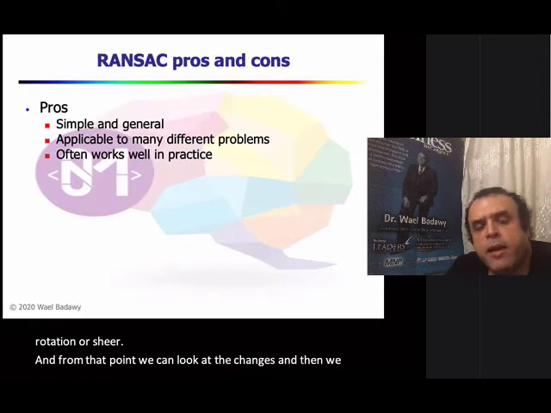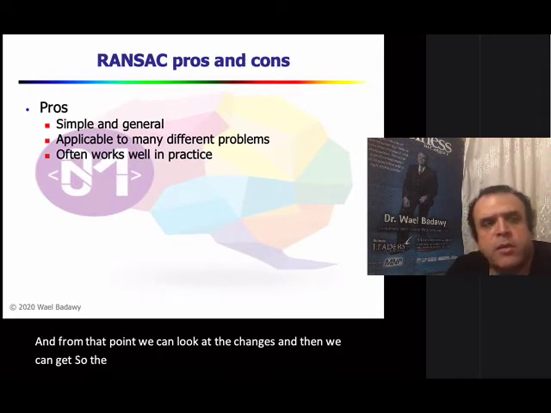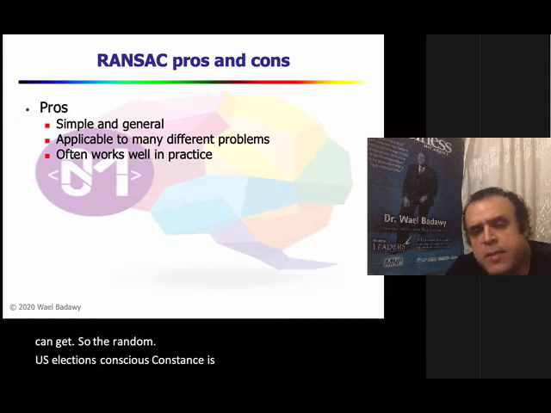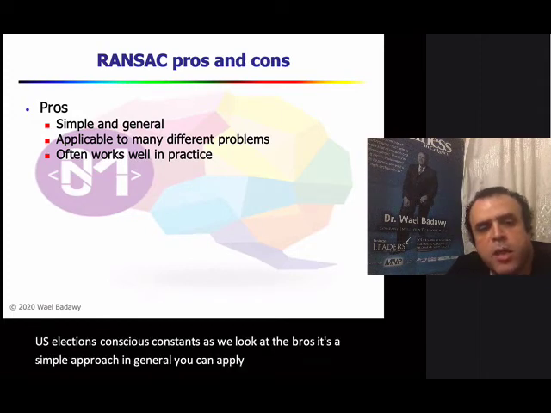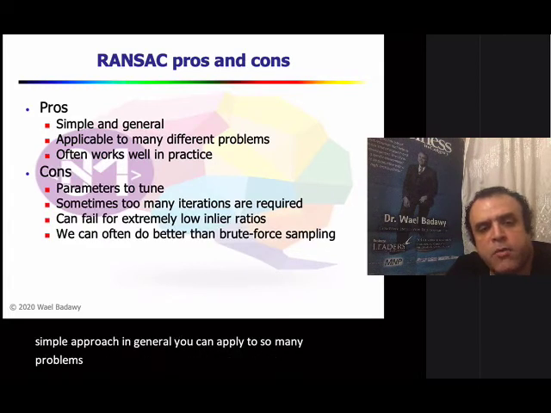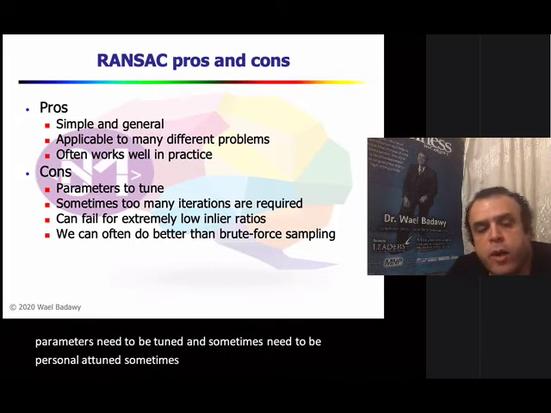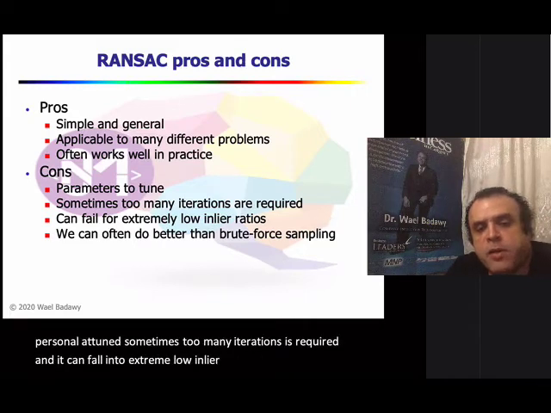So, random sample consensus. We'll look at the pros. It's a simple approach and general. You can apply it to so many problems, and it often works well in practice. However, the parameters need to be tuned, and sometimes need to be personally tuned. Sometimes too many iterations are required, and it can fail with an extremely low inlier ratio. It can often be better than brute force.